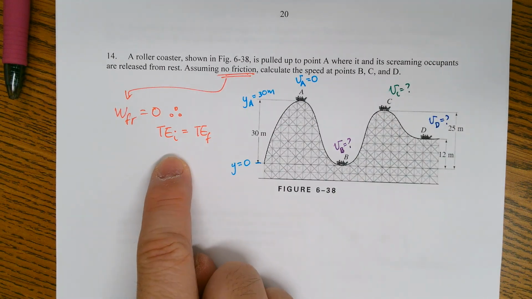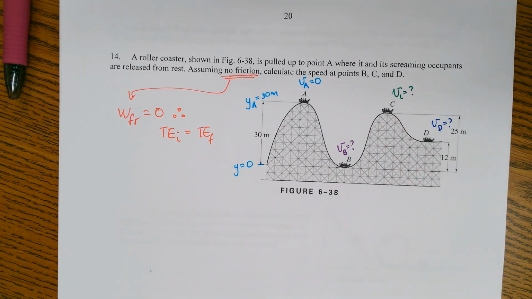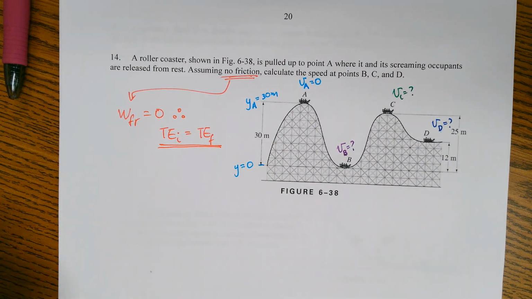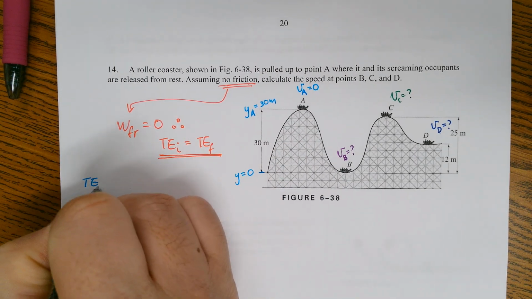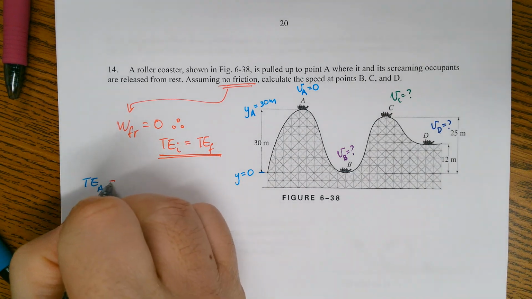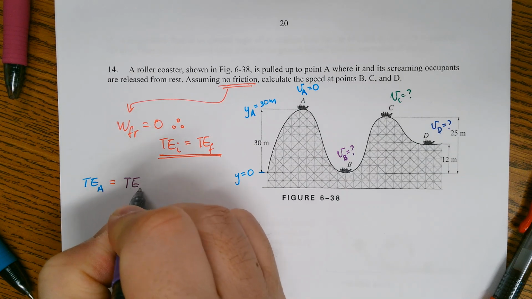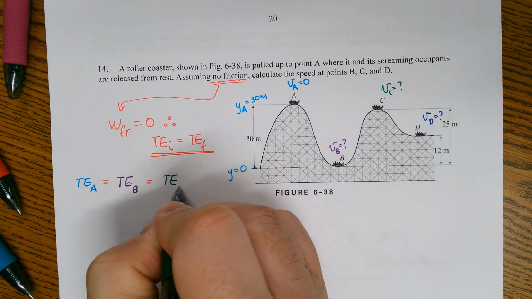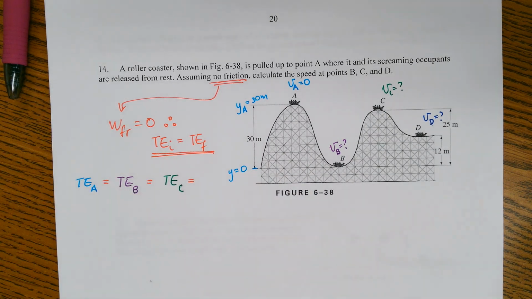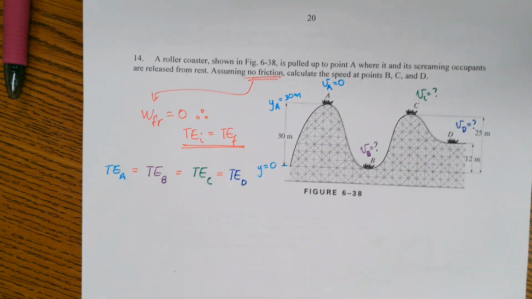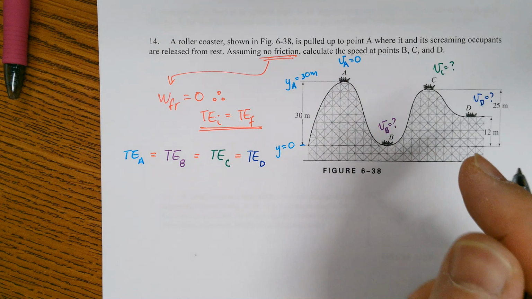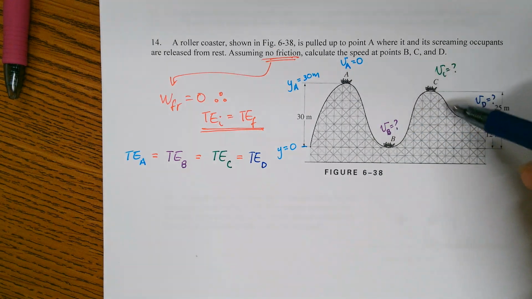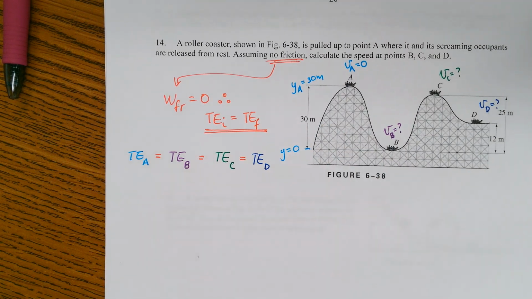Because total energy at any point along this roller coaster ride has to equal each other, we can utilize this simple concept: the total energy initial is equal to the total energy final. So we can also say total energy at point A must equal total energy at point B, which must also equal total energy at point C, which should also equal total energy at point D. So no matter where you are, as long as there's no work done by friction, whether it's A and a half or B and a half, A, B, C, C and a half, D, it doesn't matter. It's all going to be equal for the total energies.